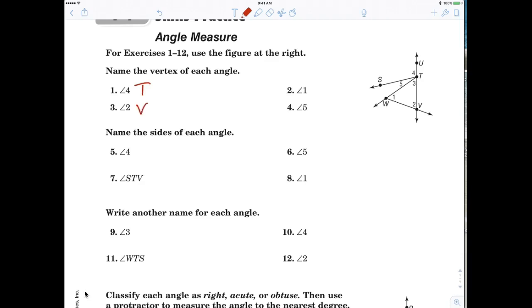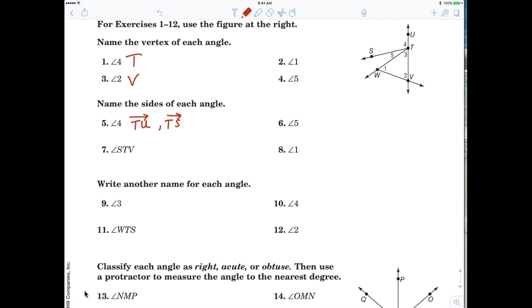Now it says name the sides of each angle. Sides of an angle are the rays. Everybody hear me on that? So if I ask for angle 4, the sides would be ray TU and ray TS. I want you to make sure you get the ray in the right spot, going the right direction. Just to clarify, we'll do angle 1. Angle 1, the ray would be what?